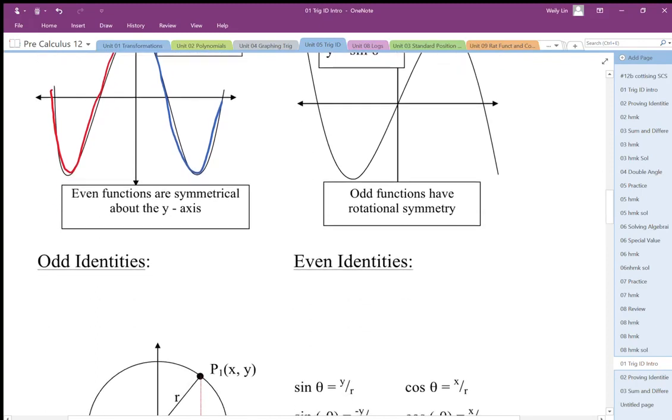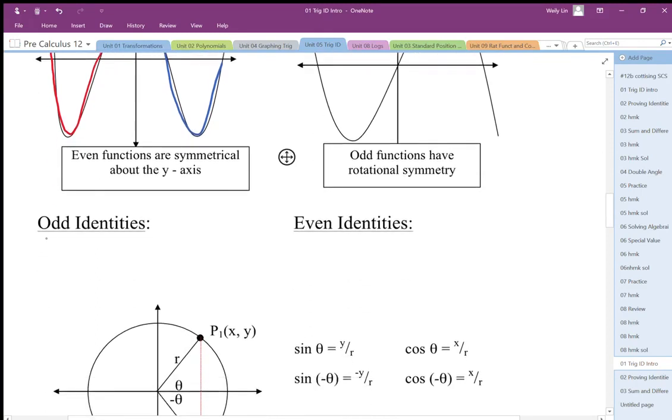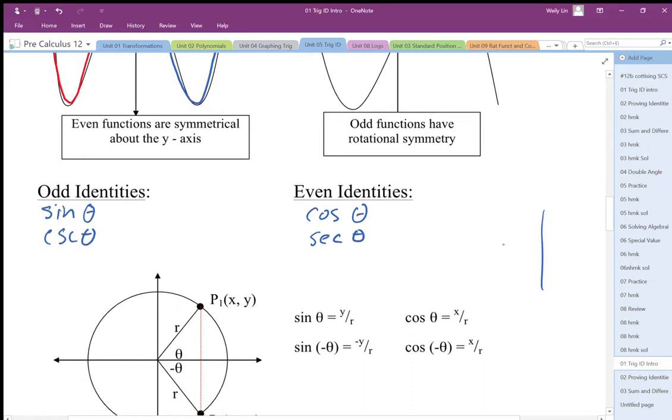So the identities that are odd and even for us: sine is an odd function, cos is even. If sine is odd, the reciprocal should also be odd. So cosecant is odd, and the same happens for secant: the reciprocal is still even. For tan, if we take a look at the tan graph, tan has this shape. That is rotational symmetry, so it falls under an odd function. And then cotan must also fall under that identity.